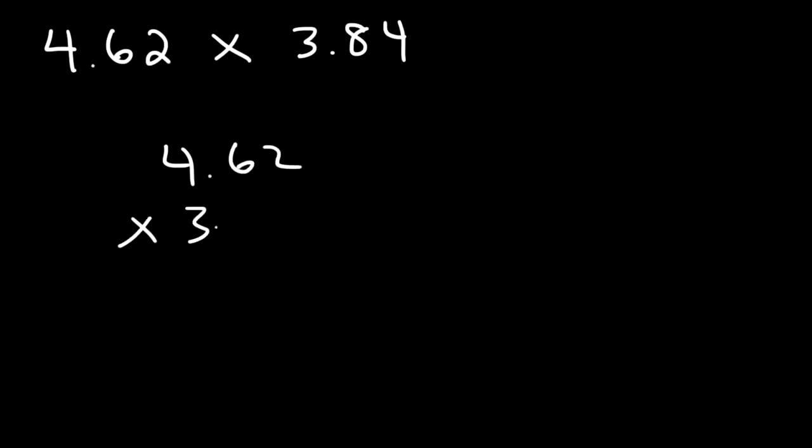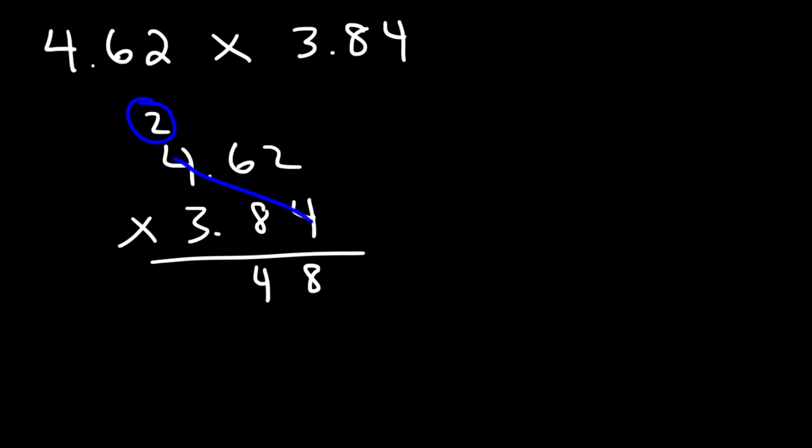Now let's try another example. Let's multiply 4.62 by 3.84. So let's begin. So let's multiply 4 by 2, which is 8. And then it's going to be 6 times 4, so that's 24. Carry over the 2. And then we have 4 times 4, which is 16, plus 2. And so that's 18.